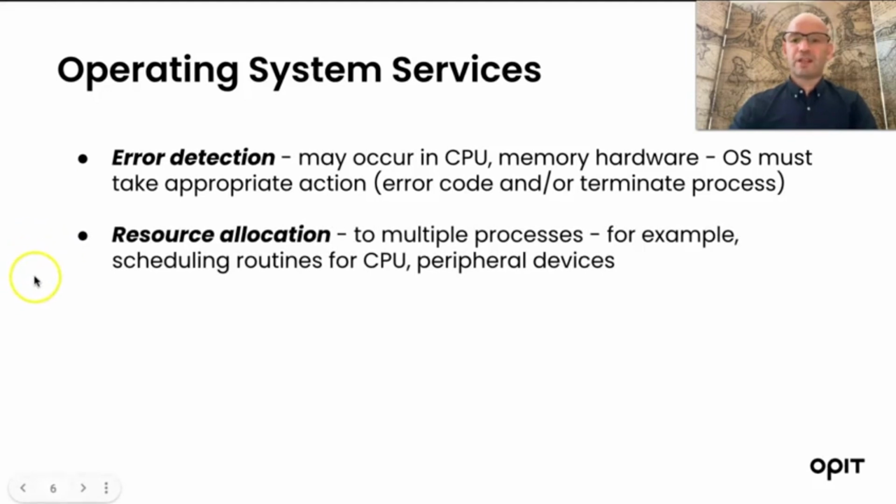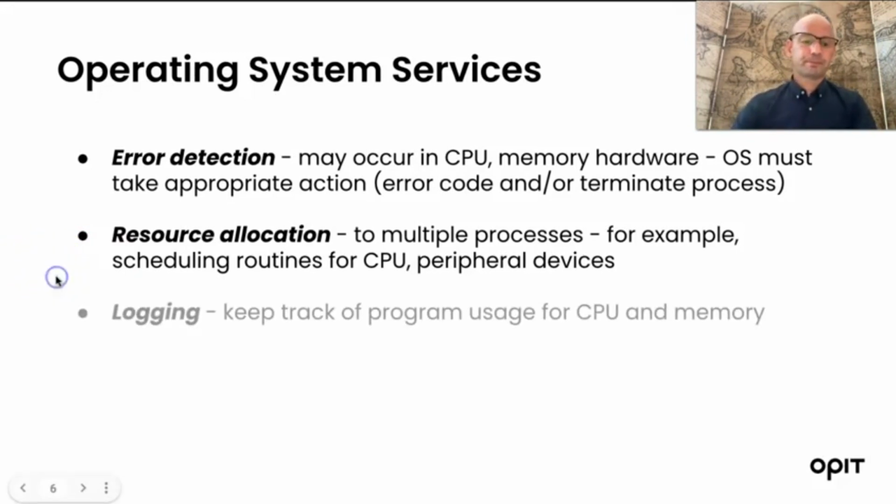Then resource allocation, depending on which resources are requested or which applications are requesting access to resources, with multiple processes. For example, scheduling routines for the CPU, right? We must have a way of giving multiple applications access to execute using the CPU, and then also peripheral devices, so handling interrupts. And then logging is a way to keep track of program usage for CPU and memory. We can look at that sort of usage through tools like Activity Monitor on Mac, or Resource Manager in Windows.